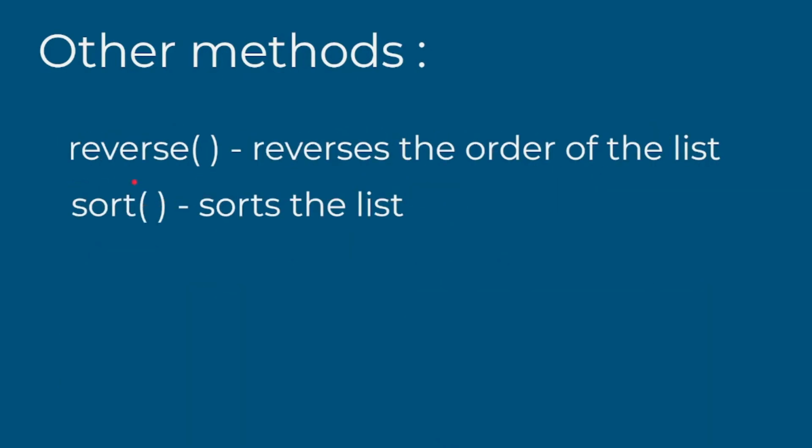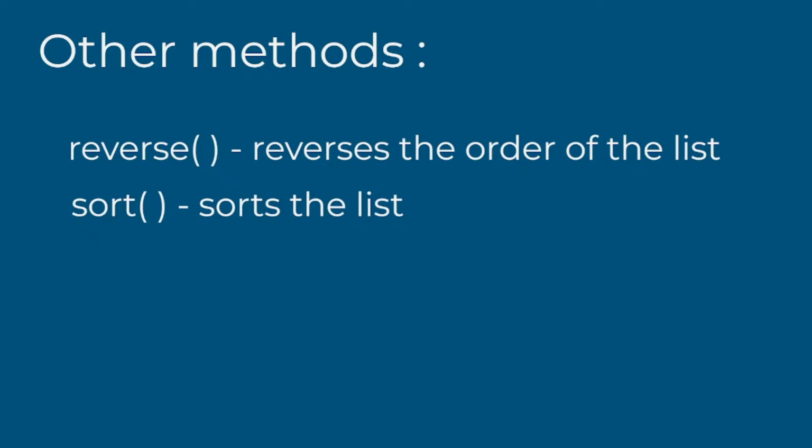Reverse. This method reverses the list. For example, let us consider you have a list called days and you have 2 items in it, Sunday and Monday. And if you write days.reverse, then the items in the list will be reversed. That is, now your list will contain Monday, Sunday. Earlier it was Sunday, Monday. So after reversing, it will become Monday and Sunday.